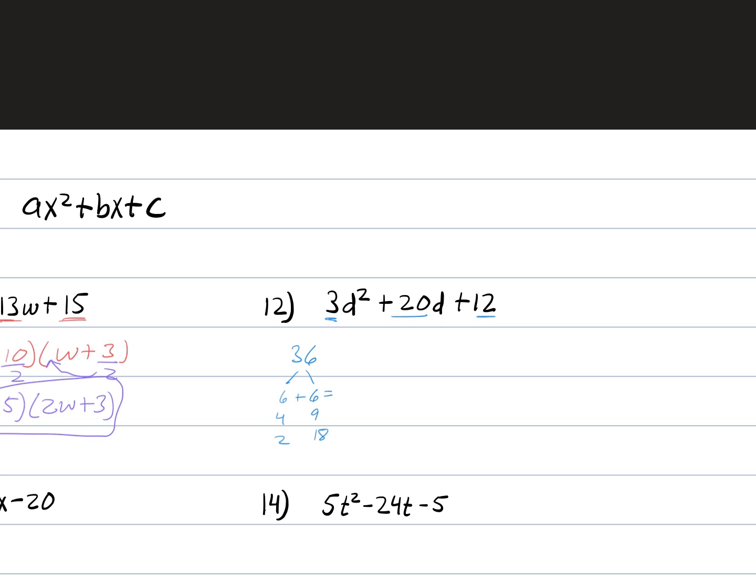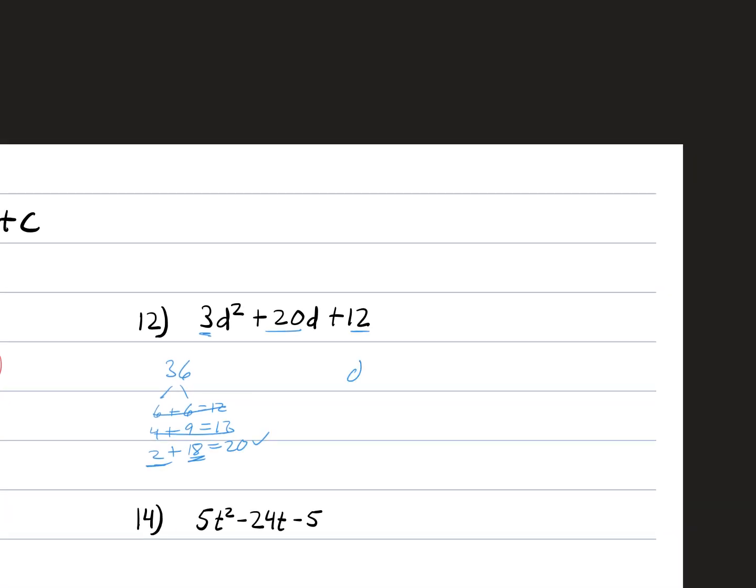If I do 6 plus 6, that's 12. Not what we're looking for. 4 plus 9 is 13. Also not what we're looking for. 2 plus 18 is 20. That is what we're looking for. So it's going to be a 2 and an 18. All right, so I'm going to do a d plus 2, d plus 18. All right, we're not done though because we have something in front of our squared term.